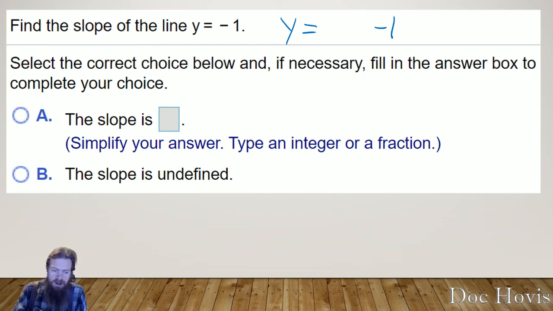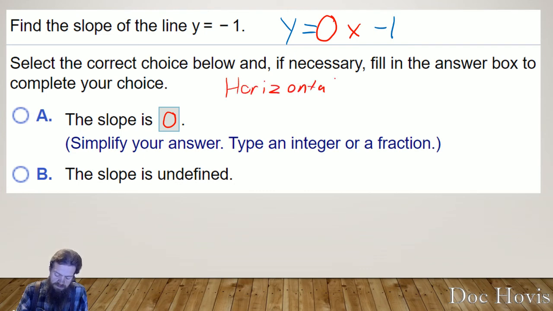Where's the x? How many x's do I have? Well, I don't have any x's. As a number, that is 0 x's. So y is equal to 0x minus 1. Yep. And so what's your slope? Slope is 0, which is the same thing as a horizontal slope. This is a horizontal line. It's going to be at negative 1, so it drops down by 1. But yeah, still a horizontal line.